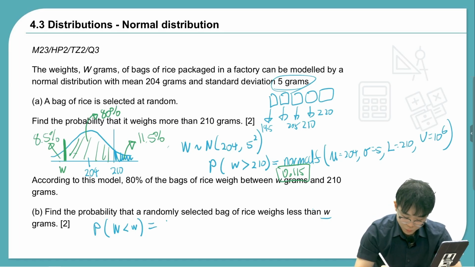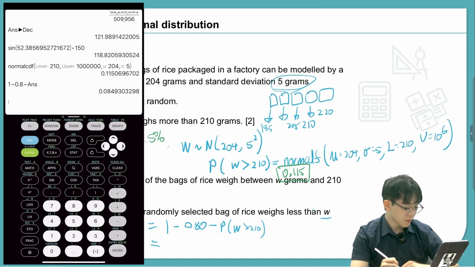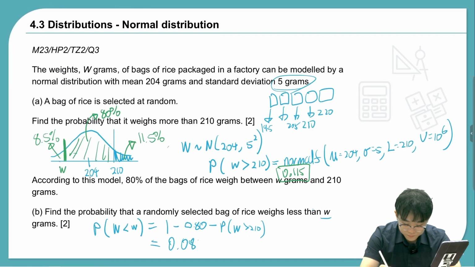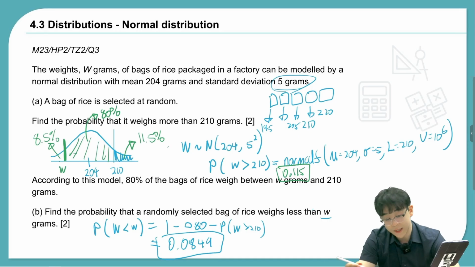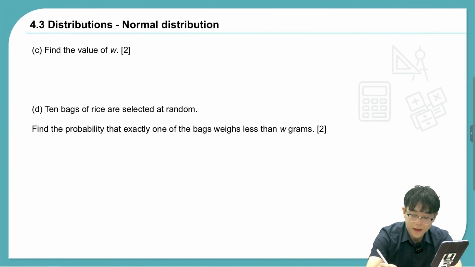So this would just be 1 minus 0.8 minus the probability that X is greater than 210. If you do that, 1 minus 0.8 minus the stored value here, we would get 0.0849. So 8.5% is the chance that the rice weighs less than W grams. Then let's find the value of W.